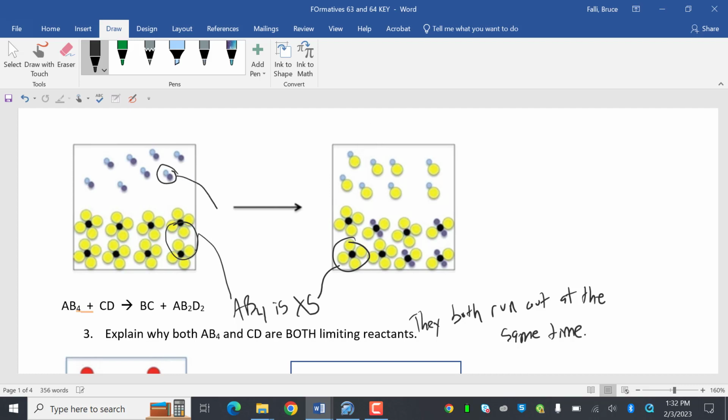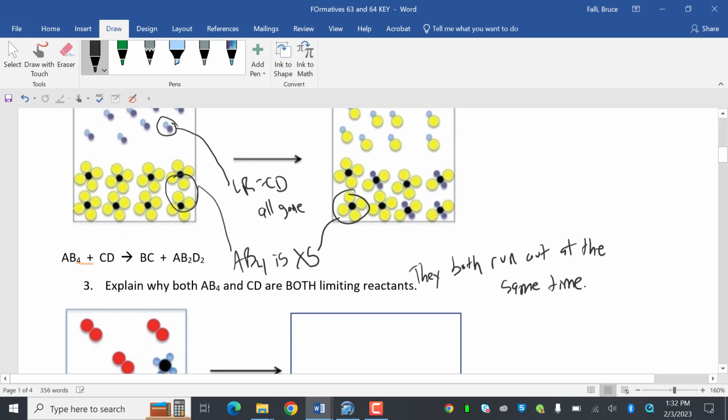So the limiting reactant is CD because it's all gone, right? Because it made two different products. I guess I read that wrong. So they both run out at the same time, but they don't.